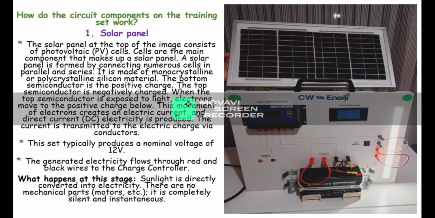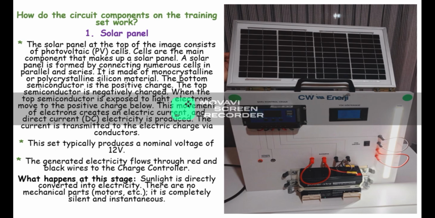The bottom semiconductor is the positive charge. The top semiconductor is negatively charged. When the top semiconductor is exposed to light, the electrons move to the positive charge below. This movement of electrons creates an electricity current, and the direct current, which we abbreviate as DC here, electricity is produced. The current is transmitted to the electric charge via conductors. This set typically produces a nominal voltage of 20 volts.